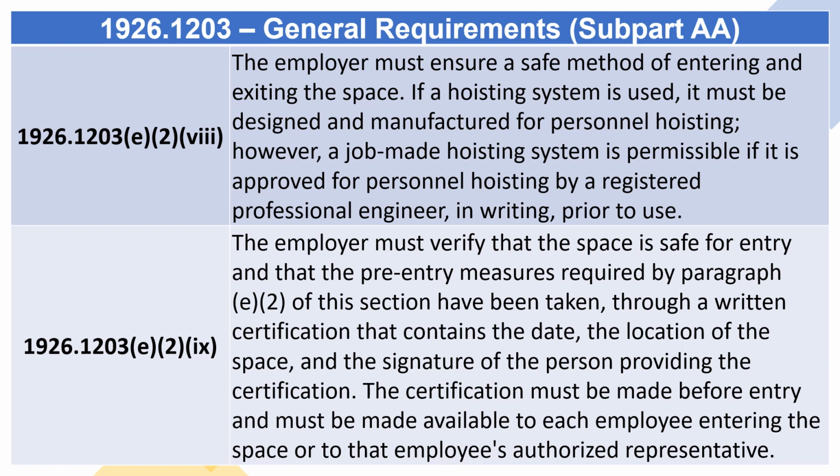1926.1203(e)(2)(ix), the employer must verify that the space is safe for entry and that the pre-entry measures required by paragraph (e)(2) of this section have been taken, through a written certification that contains the date, the location of the space, and the signature of the person providing the certification. The certification must be made before entry and must be made available to each employee entering the space or to that employee's authorized representative.